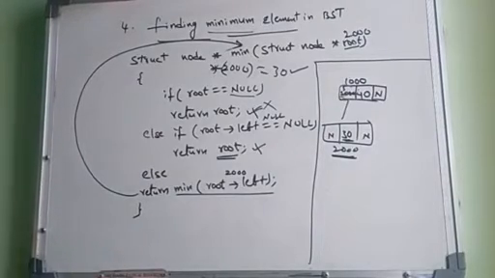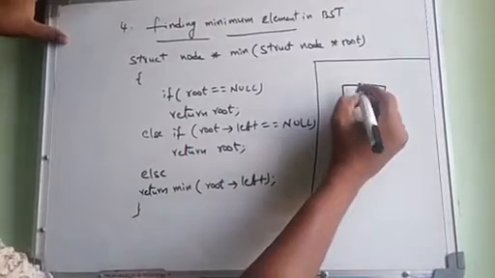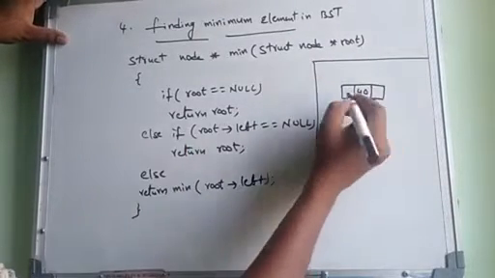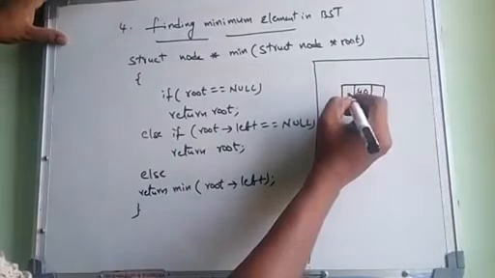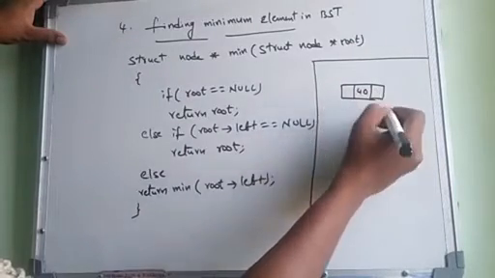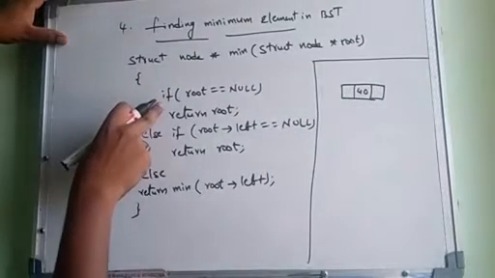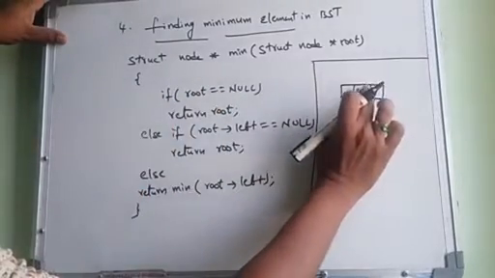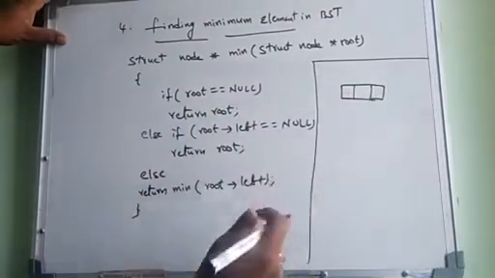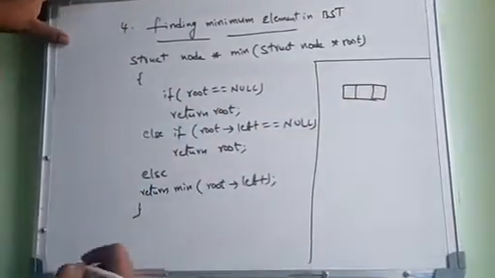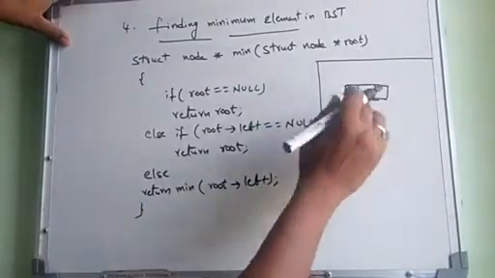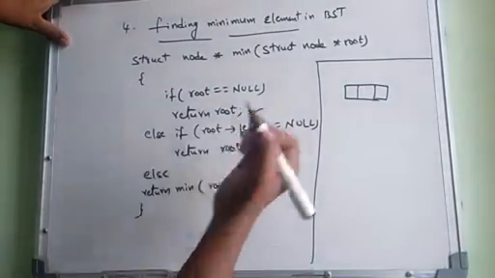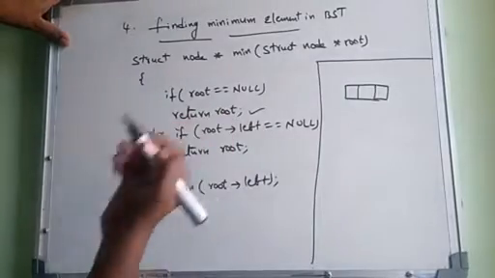I hope you understood. The node in the previous example had the value 40. It is a doubly linked list, so it has the address of the left side and the right side. So first check the condition: if root equal to null, suppose nothing is there in the binary search tree, no node is created, it can return null. So root equal to null.